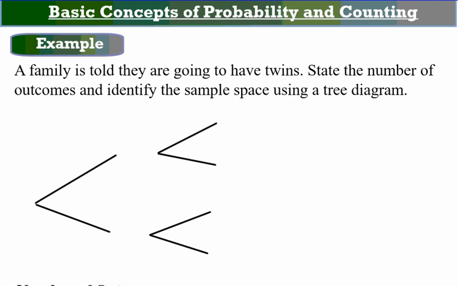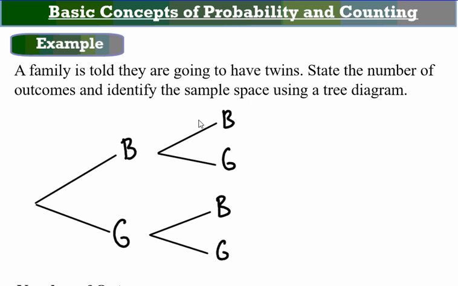So if we're going to have two kids, because they're going to be twins, this is the first child. The first child could either be a boy or a girl. And then the second child could also be a boy or a girl. So even if the first one's a boy, the second child could be a boy or a girl. And even if the first child's a girl, the second child could be a boy or a girl. And then we just list out all the possibilities.